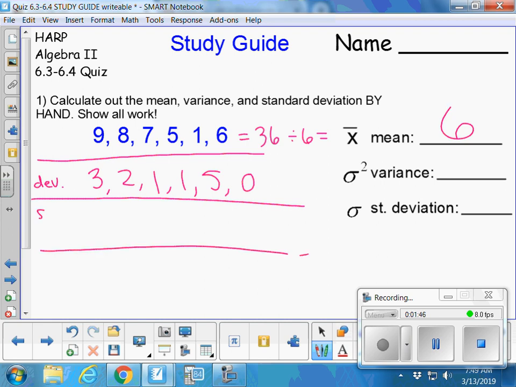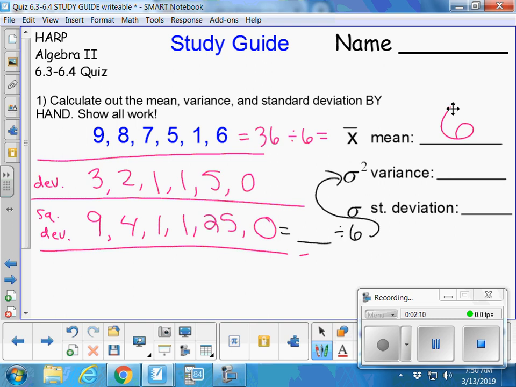Your third column is the square of the deviation column. So you're just going to square every number you have in your second column. So 3 squared, 9, 2 squared, 1 squared, 1 squared, 5 squared, and 0 squared. This is the column that you will average now. So add up all those numbers and divide by 6, and that will give you our variance. It's called sigma squared.